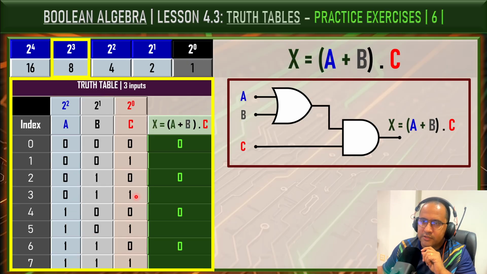In these rows, C is equal to 1, which means for rows 3, 5, and 7, we'll have the final combination 1 and 1, which will produce the output 1, so we can fill these rows with the logic 1.